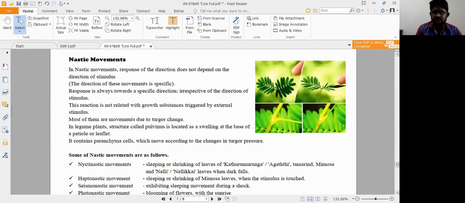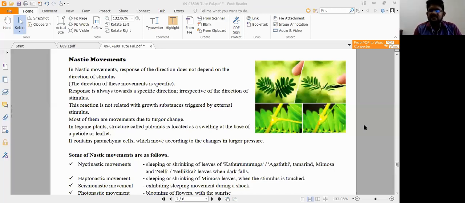topic, nastic movements. We said nastic movements are the movements due to turgor change. In nastic movements, the direction of the response does not depend on the direction of the stimulus. Earlier in tropic movements, you said what is the direction of the stimulus? If it is towards that, it is positive. If it is away from that, negative. But here the direction of the stimulus has no impact. The direction of these movements is specific. There is a specific movement that depends on the turgor change. The response is always towards a specific direction, irrespective of the direction of the stimulus.